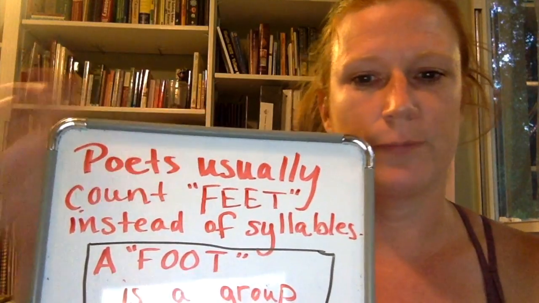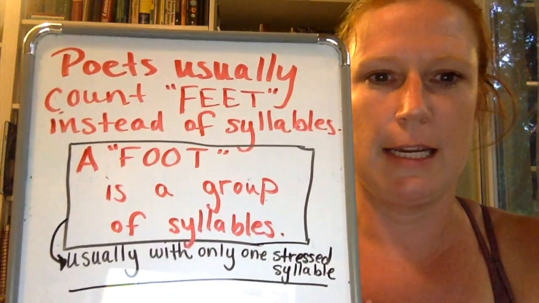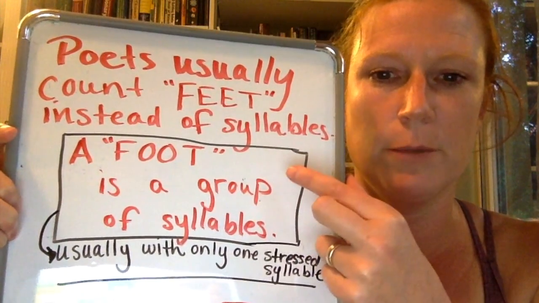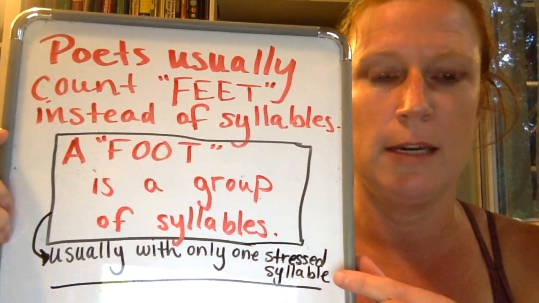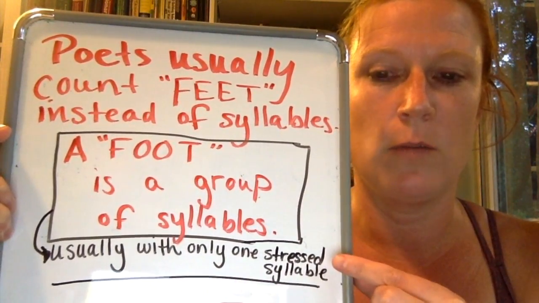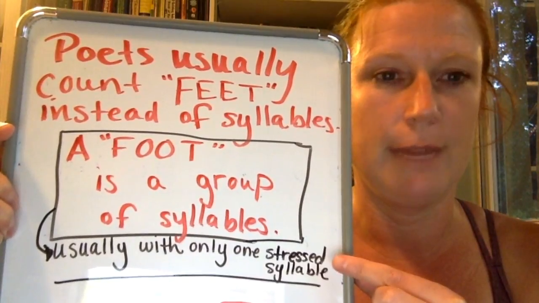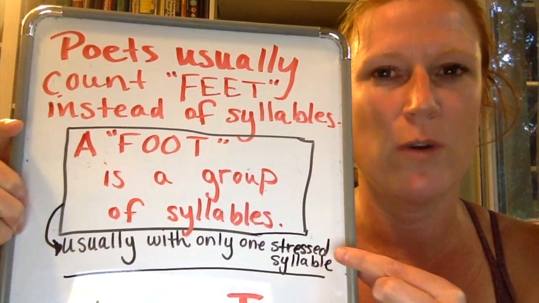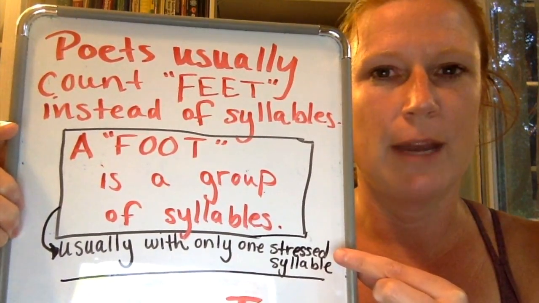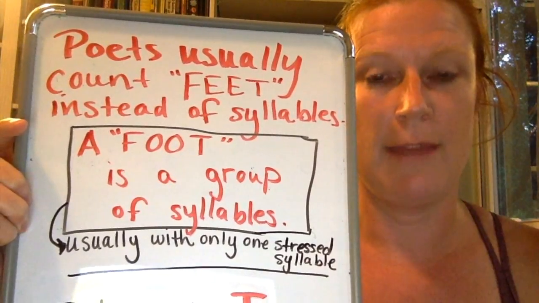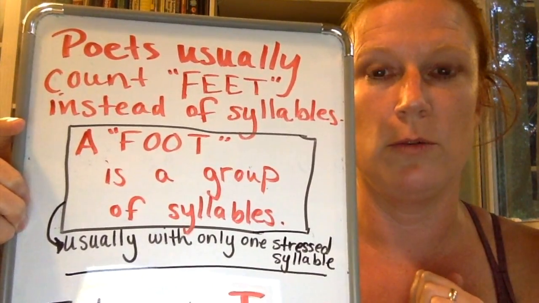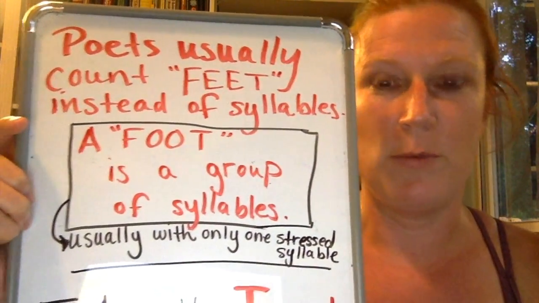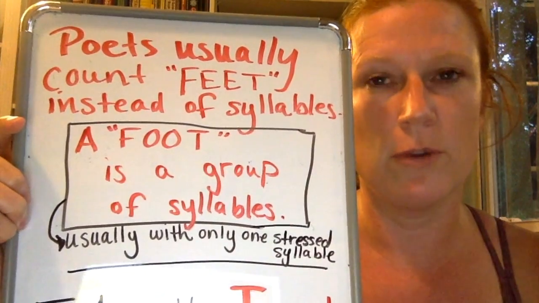What is a foot? Well, a foot is a group of syllables, and the grouping usually contains only 1 stressed syllable. That is what a foot is. Now remember, in class last week we talked about 4 different kinds. I'm going to focus on only 1. And this week while you write, you're going to focus on only this one. If we move into the other 3, it'll be later.